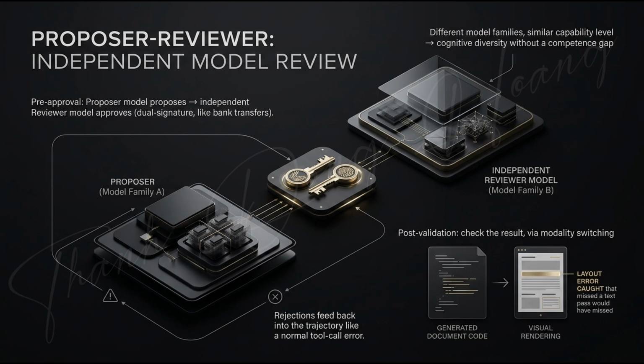Propose and refer. One review pattern works like a bank transfer, requiring 2 signatures. One model proposes an action, and a separate, independent model has to approve it before it runs. The 2 models should come from different families, but sit at a similar capability level. Different training backgrounds catch different blind spots, but too big a capability gap means the reviewer simply can't follow the reasoning. When something's rejected, that rejection gets fed back into the agent's history, just like any other tool error, so it can adjust and try again.